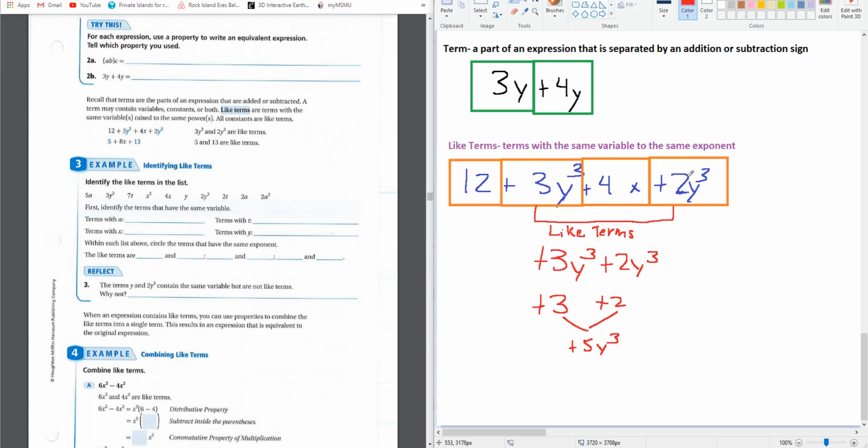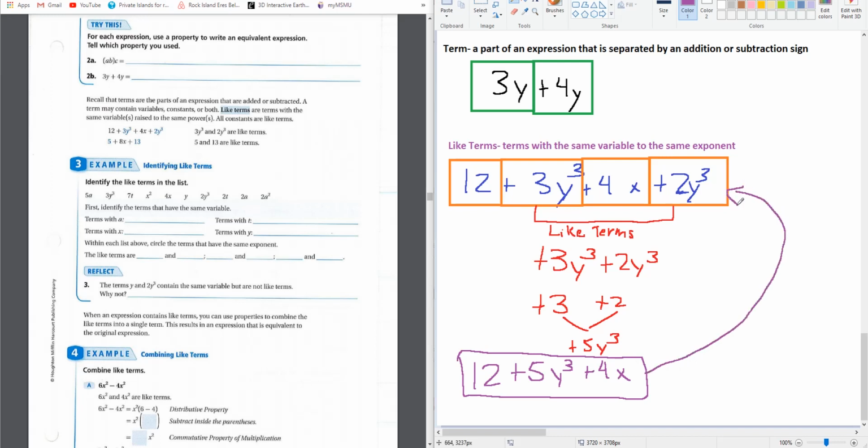So now instead of this expression, I can rewrite it as 12, because I didn't do anything there, plus 5y to the 3, because I combined them, plus 4x, because I didn't do anything to the 4x. Now, this and this are equivalent expressions. The reason that they're equivalent is because they have the same value. I didn't change anything. I just combined what I could.